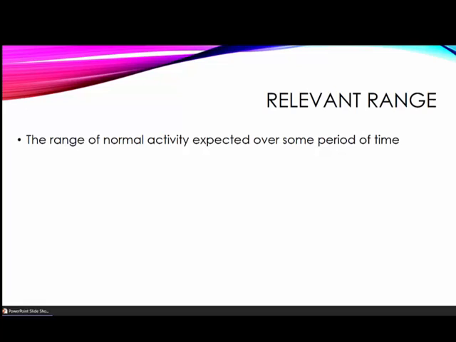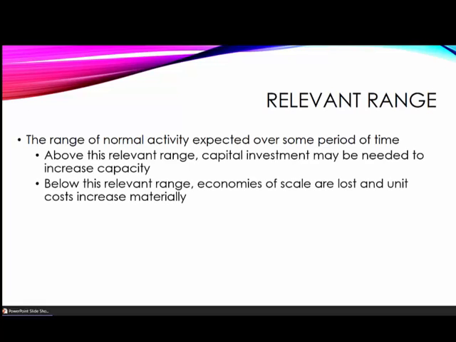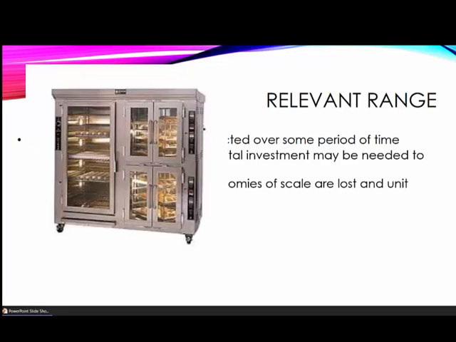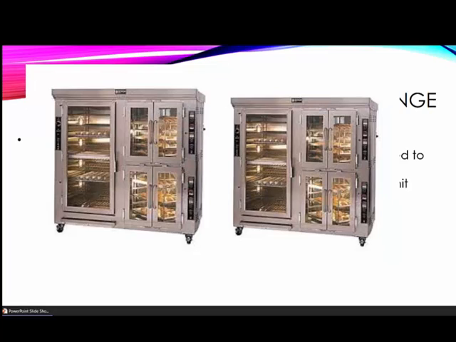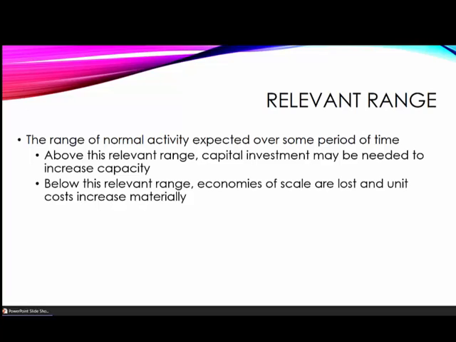Okay, so the next topic we want to talk about briefly is relevant range. Relevant range is the range of normal activity expected over some period of time. So if we're going to produce above that, we need to have additional capital investment. For example, let's say that you can bake 40 batches of muffins in one 8-hour shift. You can't bake any more than that because each batch of muffins takes 12 minutes. Now, if you want to make more muffins than that, you need to buy another oven. It's outside the relevant range. We can't predict costs beyond that level because we'll exceed our relevant range.